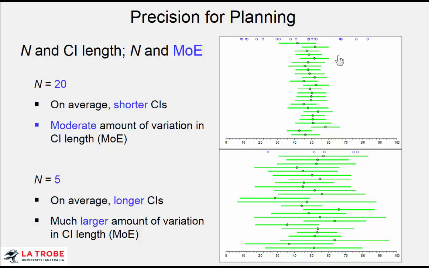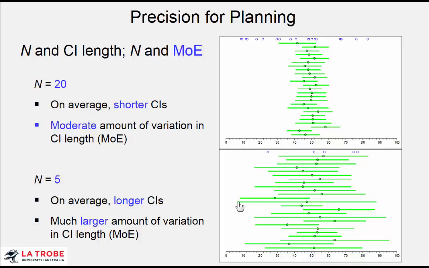For N equal 20, there will be variation from study to study, of course. So here we've got a rather longer confidence interval, a slightly shorter one, but there's only a moderate amount of variation from study to study. In comparison with this very small sample where there is extreme variation in confidence interval length from study to study.